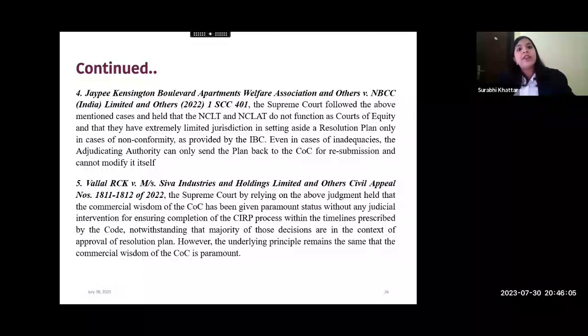And NCLAT, after detailed hearings, in fact, even remanded the matter back to the COC for its consideration. The NCLAT's judgment went into appeal in Supreme Court, and the matter is currently pending before Supreme Court. So Supreme Court has not yet taken a decision on this issue, but commercial wisdom has been considered to be paramount by all courts, Supreme Court and NCLT and NCLAT.